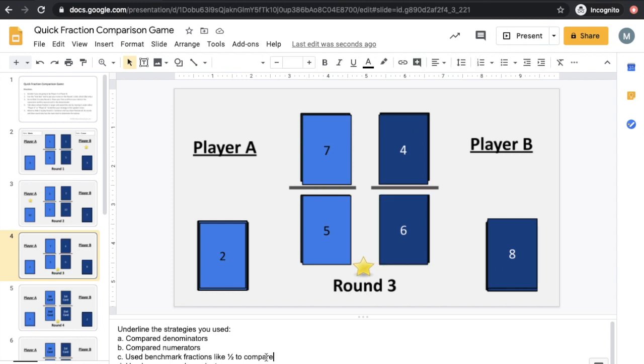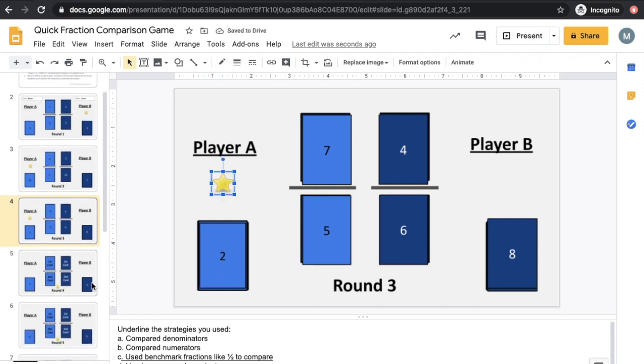So our strategy here is we're comparing it to a benchmark fraction, which is 1, right? And again, number sense, knowing that this fraction is greater than 1 and knowing that this fraction is less than 1 is number sense in action. So I get the point, sorry Connor, and we move on to the next one.